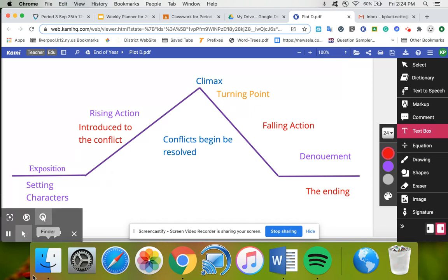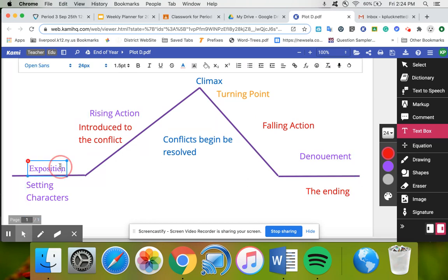So we'll get more into point of view and what kinds of characters and conflicts we can have throughout the year. But ultimately, that's it, guys. That's the basics of plot. Plot is the pieces that make up our story, and they are our exposition, rising action, climax, falling action, and denouement. In our exposition, we have setting and characters.